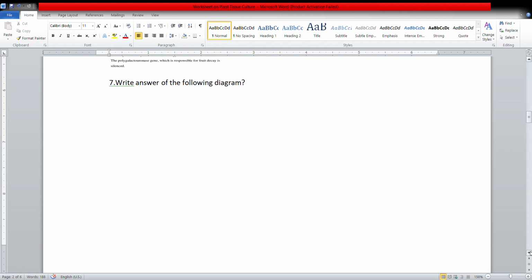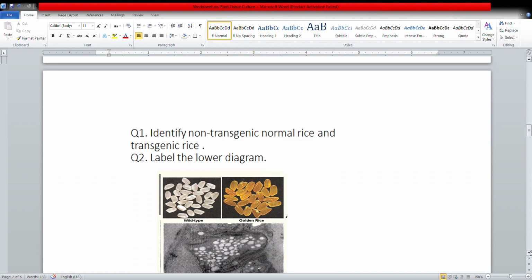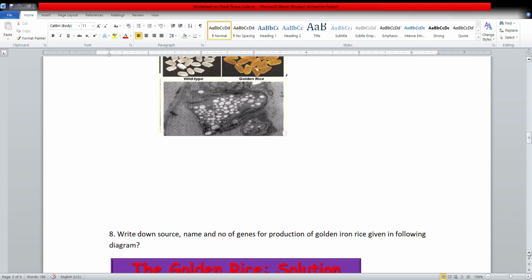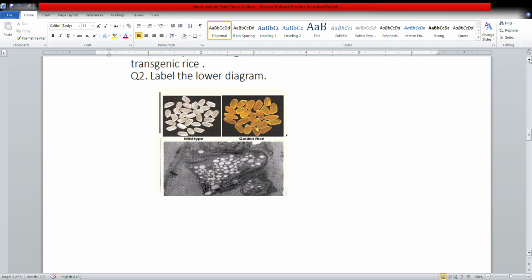Write down the answer of the following diagram. You know, in plant tissue culture, you can identify that this is normal rice and that is golden rice. Normal rice does not contain the gene responsible for beta carotene or iron. A person suffering from vitamin A deficiency may suffer from night blindness, and children, men or women suffer from anemia due to deficiency of iron. So the advantage of golden rice is that it contains beta carotene and iron. The three genes, PSY gene, CRT1 gene, CRT2 gene, that entered inside the golden rice are responsible for beta carotene production.